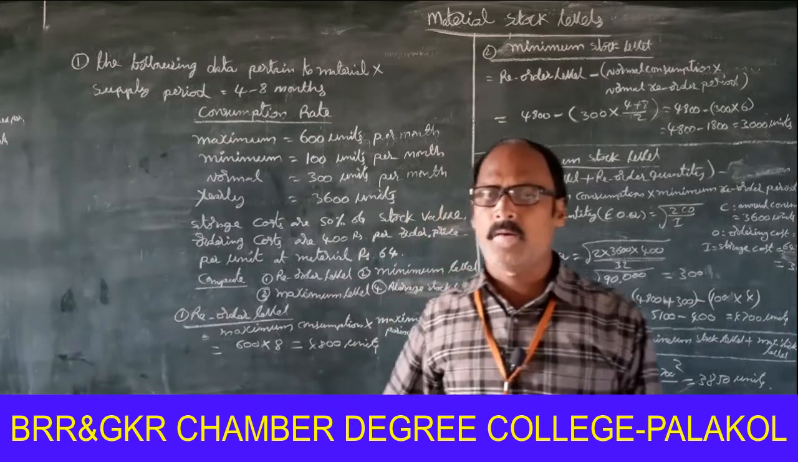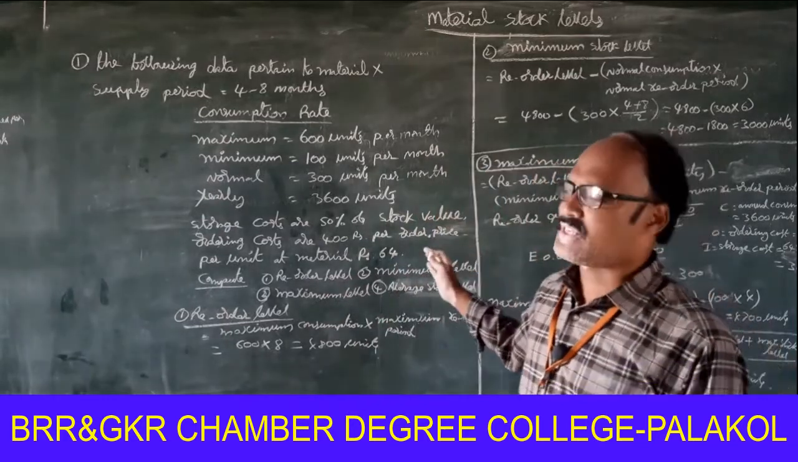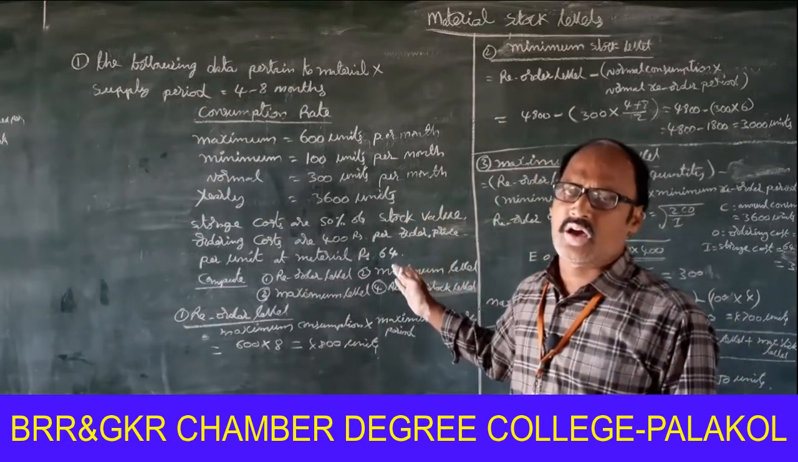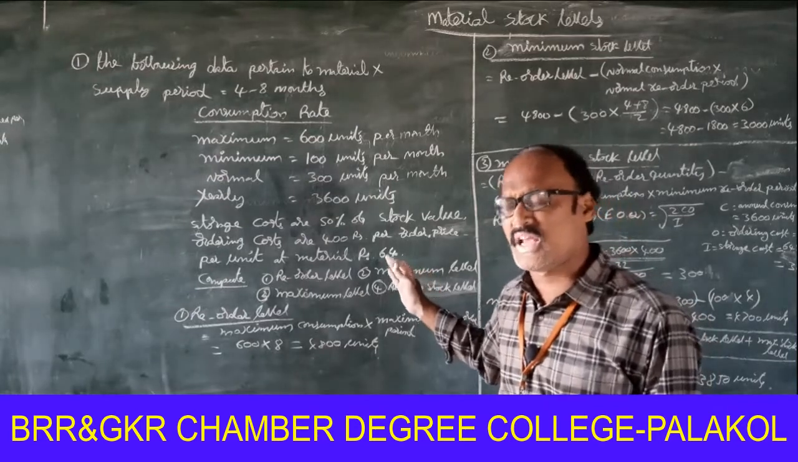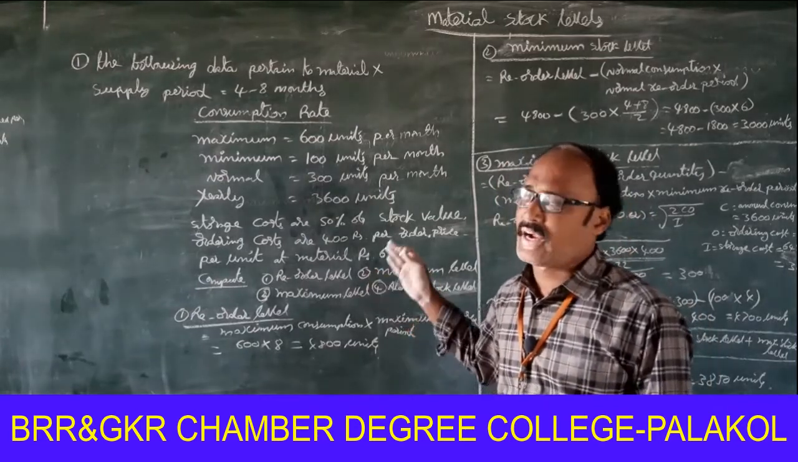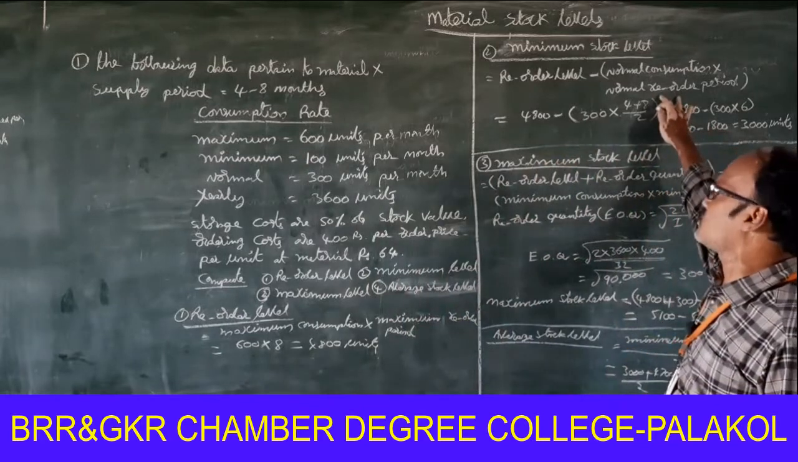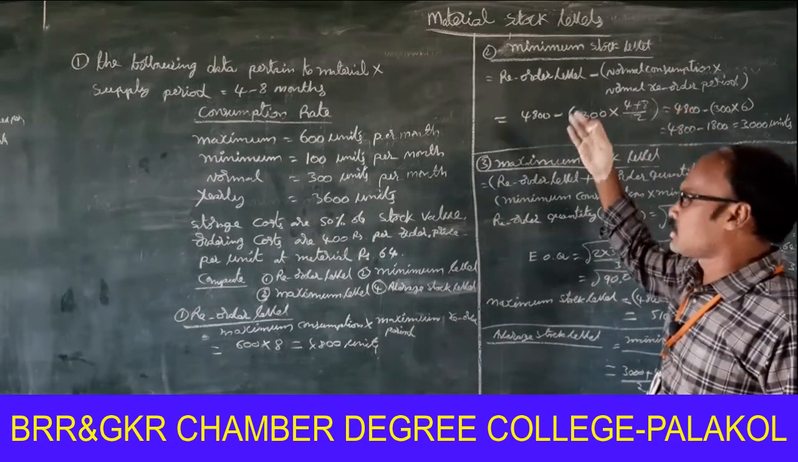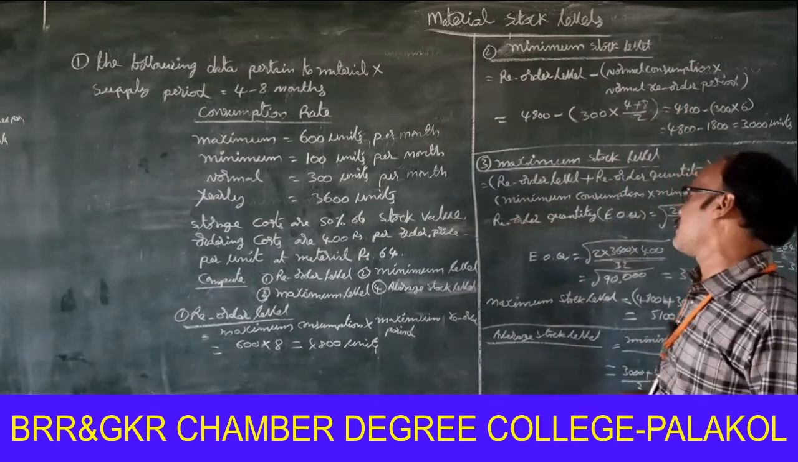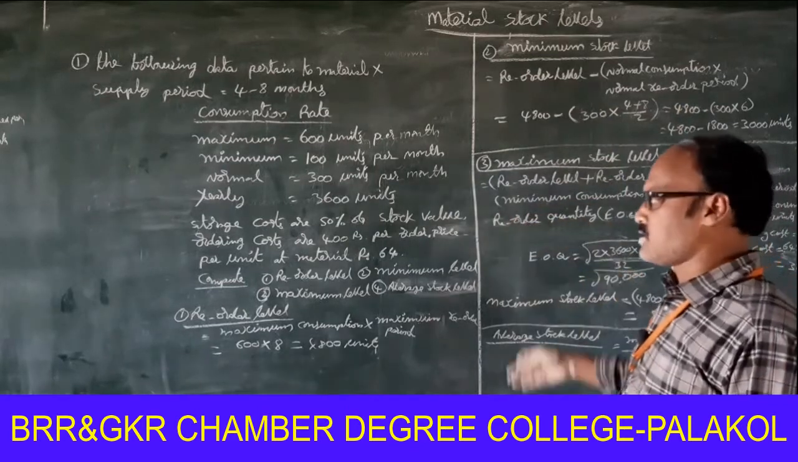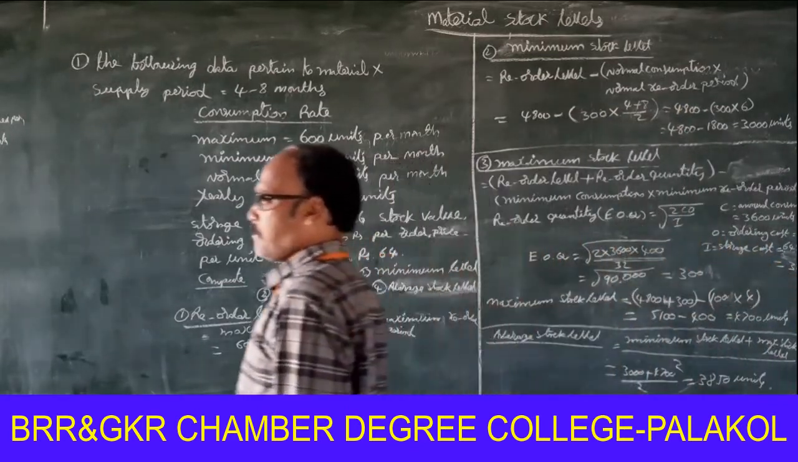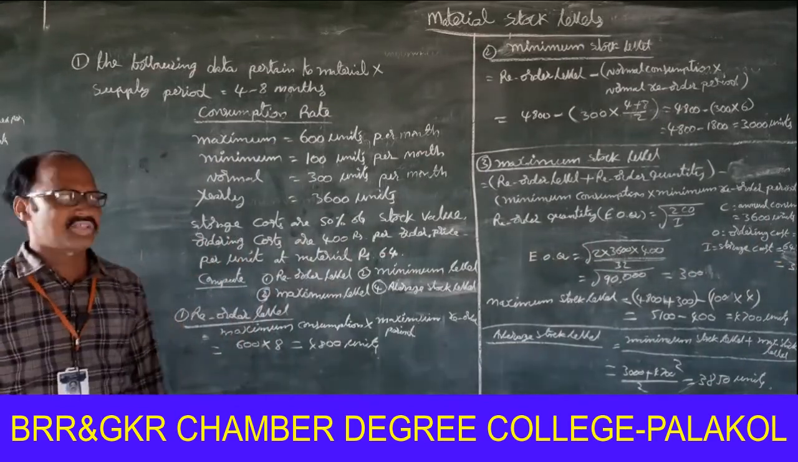So in this problem, the average stock is given, which means reorder quantity is not available, and again the normal reorder period is also not available. So the 2 points are calculated as follows. This is a very important problem. Please make a screenshot.